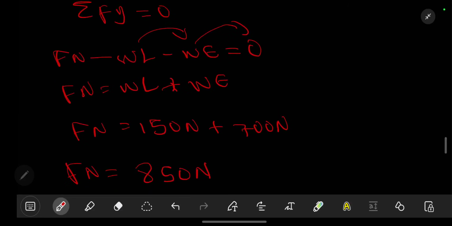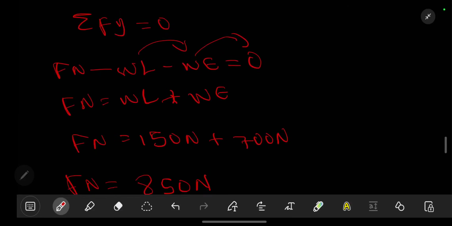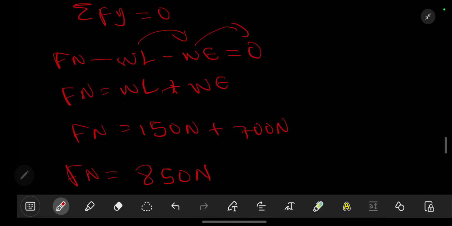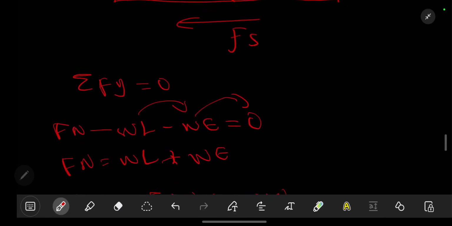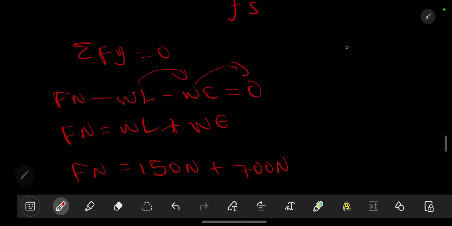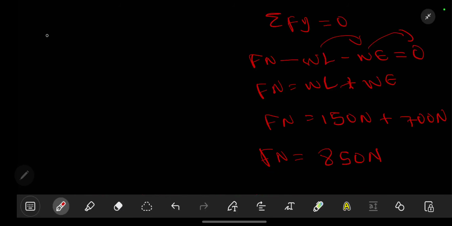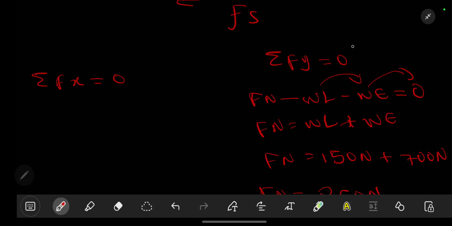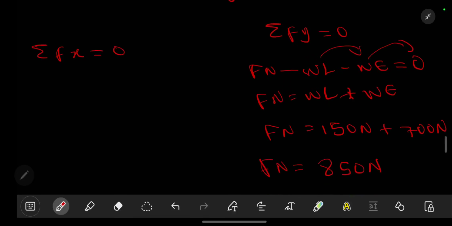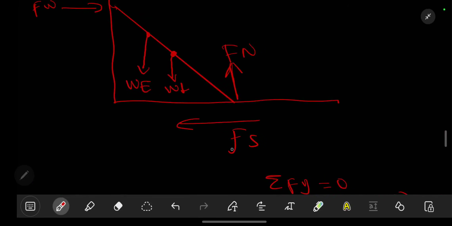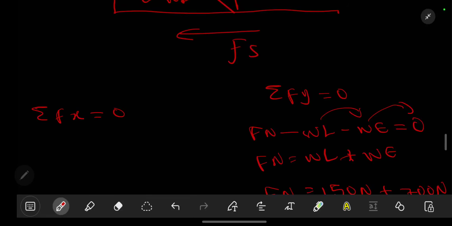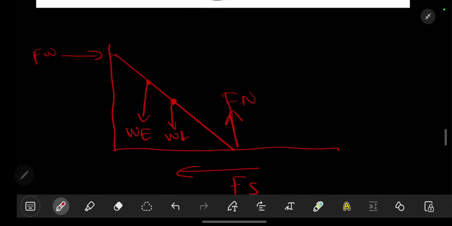With that said, we are now going to move on to the forces in the x. The forces in the x should also be equal to 0. This is going to give us a value. So which forces are those? We have the frictional force. You can begin with this or this.